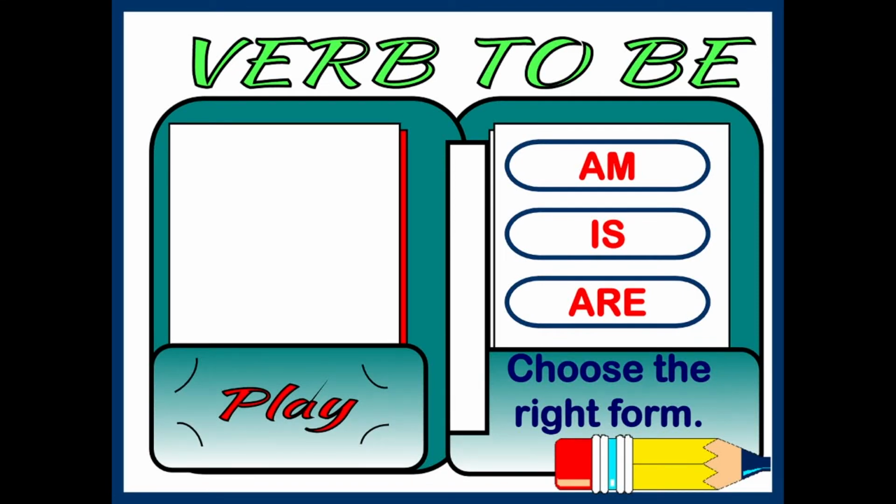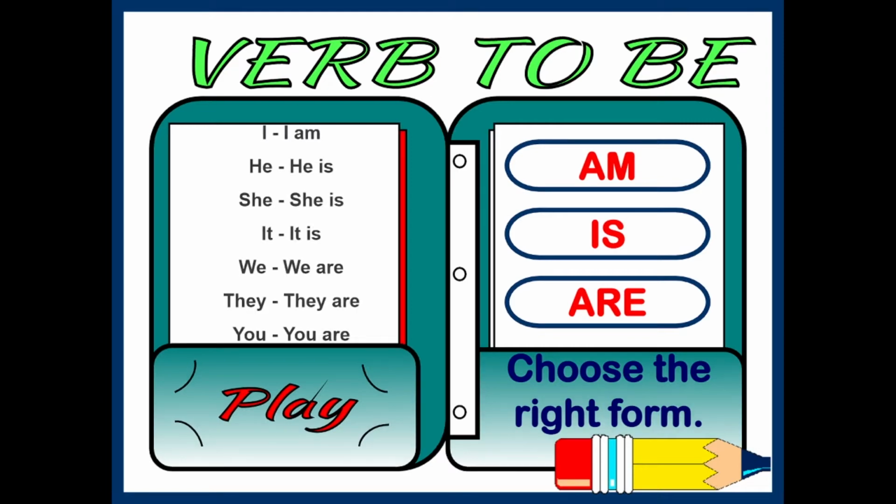In this video, we will know uses of am, is, are, which is also called verb to be. Children, you have already studied pronoun. Let us learn uses of word am, is and are with pronouns. I am. He is. She is. It is. We are. They are, you are.